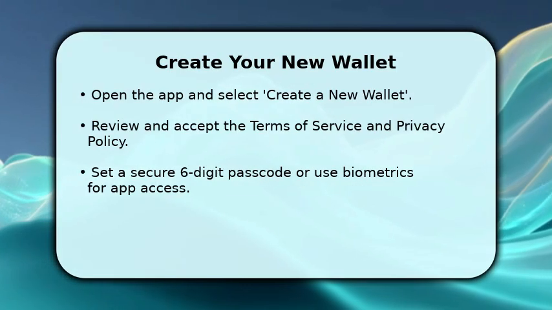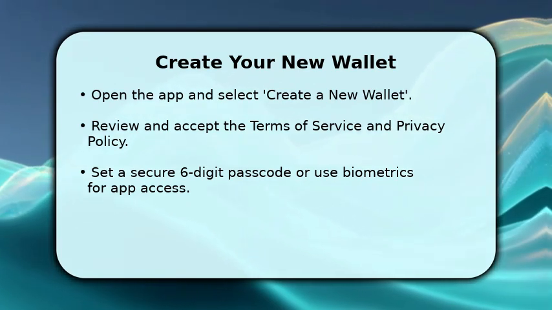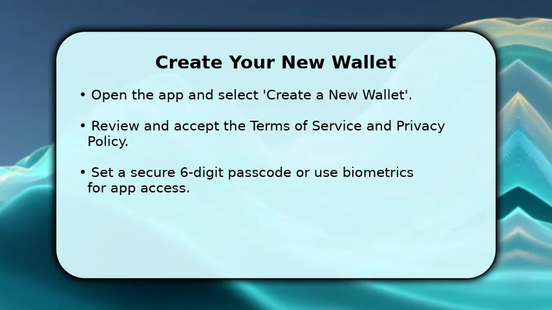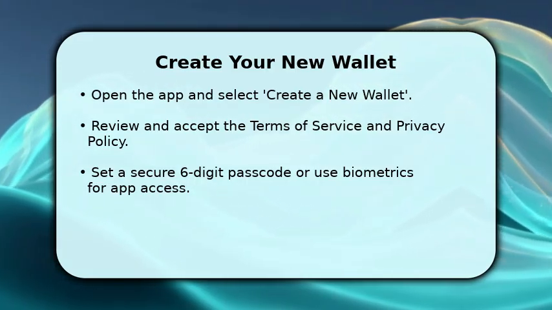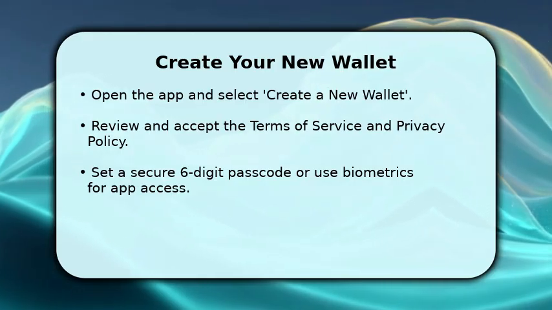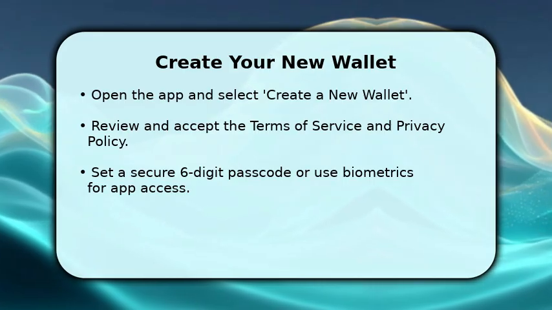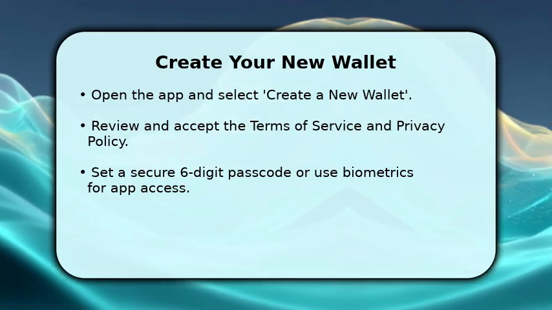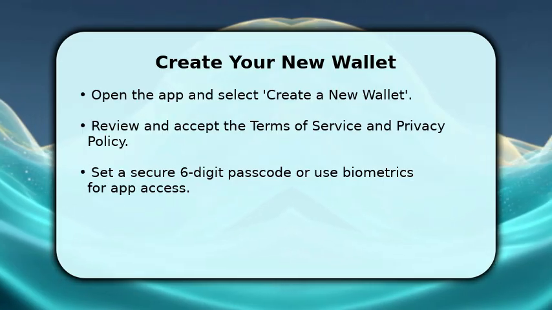Once the app is installed, open it and tap on Create a New Wallet. You'll then need to review and accept the terms of service and privacy policy to proceed. Next, set a secure 6-digit passcode to protect access to the app on your device. For added convenience and security, you can also enable biometric authentication like Face ID or Touch ID on your iPhone.